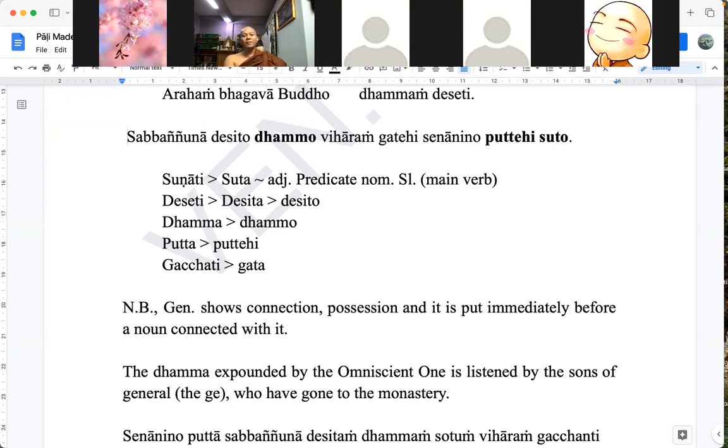Okay. Yes, we translate "has gone to the monastery and listened to the Dhamma." I think first of all the verb is go to the monastery, and the second verb is sutto, which is listen to the Dhamma. But in that case, Dhammo has to be changed into Dhammang. So in that situation, can we translate like that, Bante?